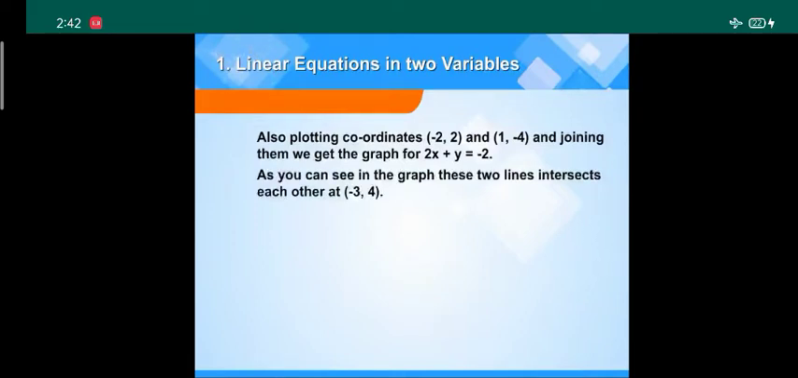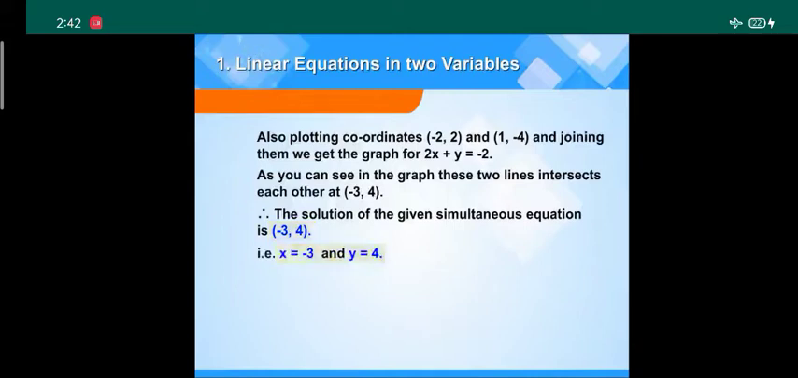As you can see in the graph, these two lines intersect each other at the point minus 3 and 4. Therefore, the solution of the given simultaneous equation is minus 3 and 4. That is, x is equal to minus 3 and y is equal to 4.